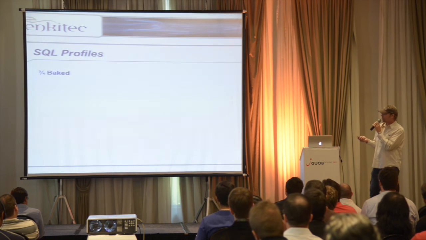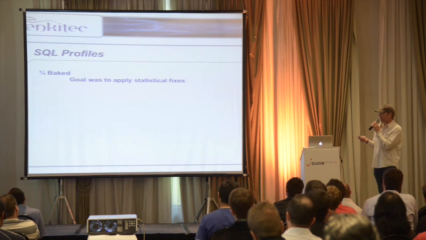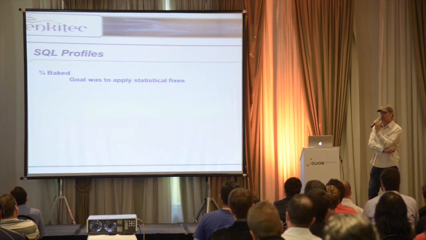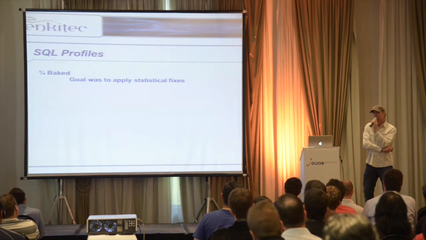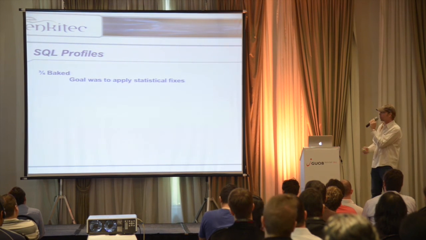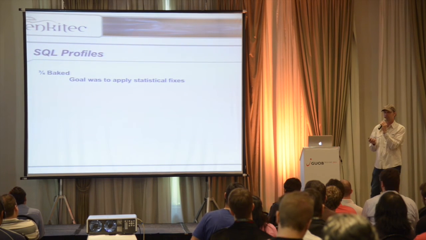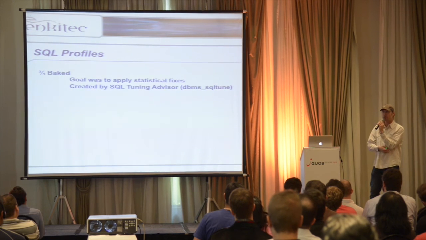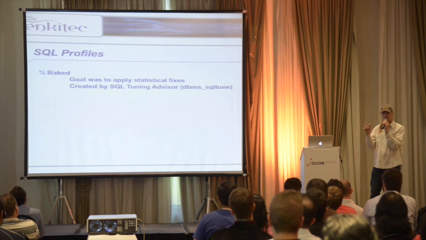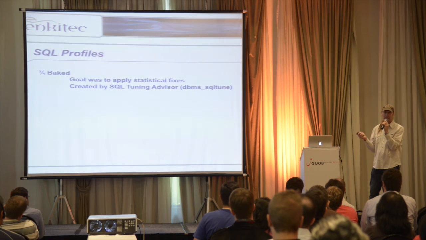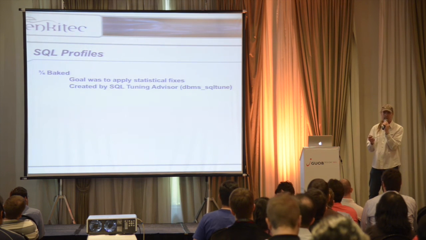Okay? So SQL profiles. SQL profiles are, I would say, three-quarters baked. The goal of SQL profiles was not to modify execution plans, not to allow you to modify execution plans. All right, the goal was to apply statistical fixes, and by that I mean that cardinality stuff that I was talking about, right? So if you have a single line in a plan where the optimizer thinks I'm going to get one row and you're really getting a million rows, SQL profiles were designed to give the optimizer that information.